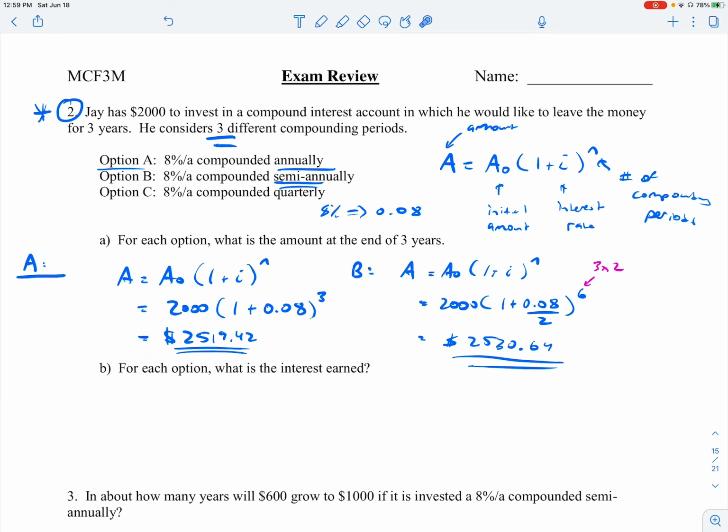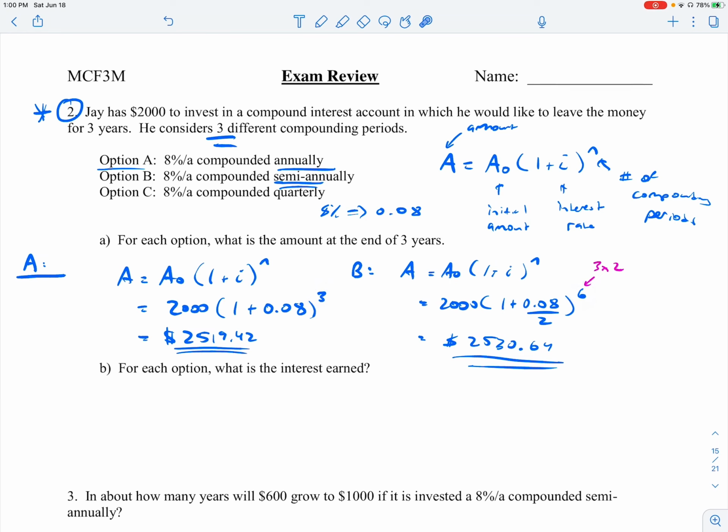It's about like $10 more. Okay, not that much more. Why is it a little bit bigger? It's because in this option, the interest is being compounded twice as much because it's semi-annually, so it compounds 6 times instead of 3. When we compound an investment, what we're doing is we're taking the initial investment plus the interest it earned, and we're calculating the interest on that. So the interest is added in a little bit more frequently with this one than it is with that investment.